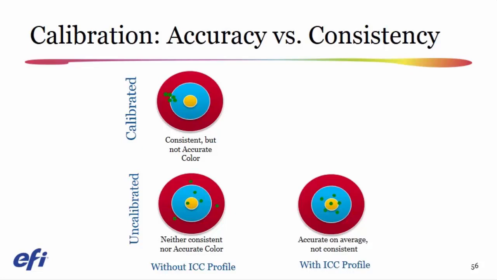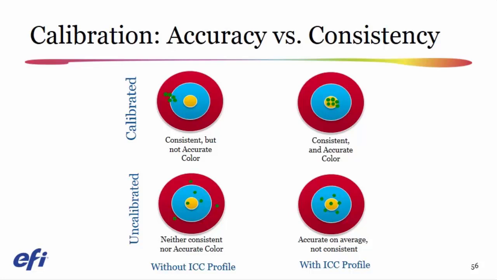Calibration by itself is not enough. I also need an ICC profile so that the colors are colorimetrically accurate and matching the source that I'm trying to match, such as GRACoL or SWOP. If I create the ICC profile without calibration, you'll see that my colors get closer to the bullseye in the lower right corner of the slide, but they're not in the middle. The best place that I want to be is with a custom ICC profile for my output device and a calibrated state of the DFE so that I get consistent and accurate colors.